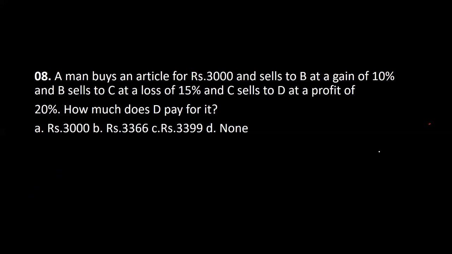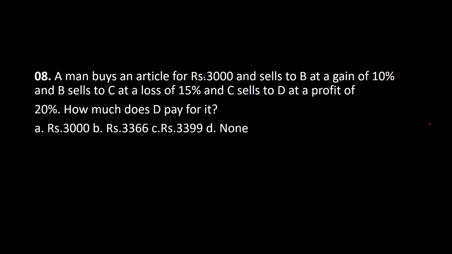Okay. Chalo. The next question on your screens. A man buys an article for rupees 3,000 and sells to B at a gain of 10%. And B sells to C at a loss of 15%. And C sells to D at a profit of 20%. How much does D pay for it?